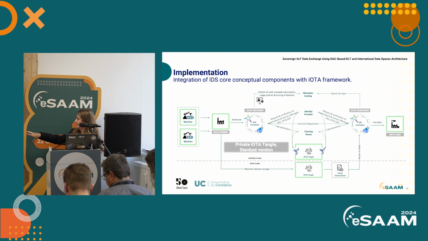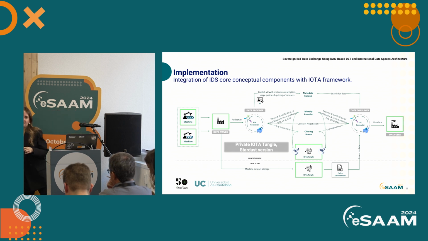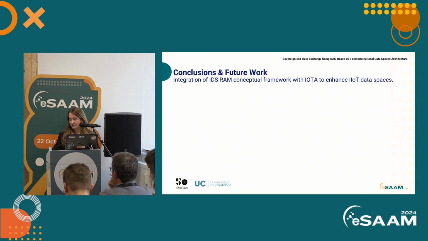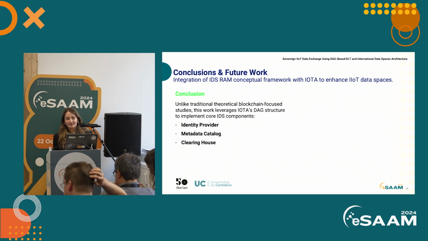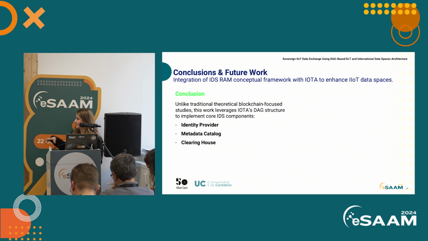And as for the two distributed ledgers, as said, we are using private IOTA Tangles under the Stardust version, implemented with Hornet nodes. As conclusions and future work, we have seen that we can actually implement core components of the IDS RAM conceptual framework, and we can do that with IOTA ecosystem solutions. And this differs from traditional blockchain-focused studies that also said that this can be done, but they are only focused on blockchain. And we have demonstrated here that this can be done using other types of distributed ledgers.